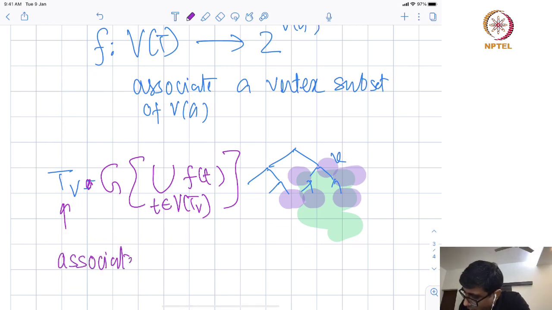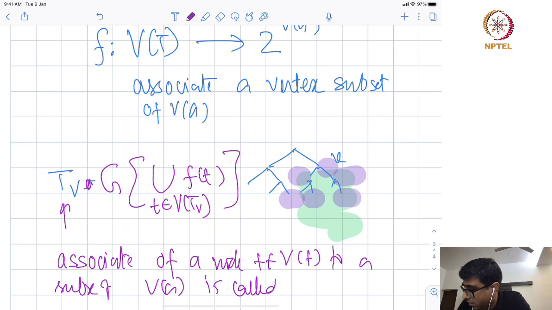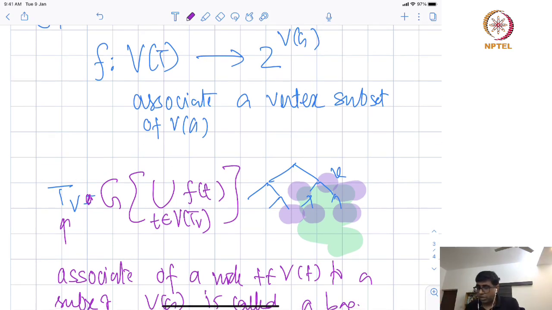The association of a node t in V_T to a subset of V_G is called a bag. Look at this tree: every vertex in the tree is associated with a vertex subset of my graph. Now look at this tree, root it somewhere, and look at any vertex; you have a notion of subtree rooted there. When this itself was a tree, the meaning was that this is a subtree rooted at t.